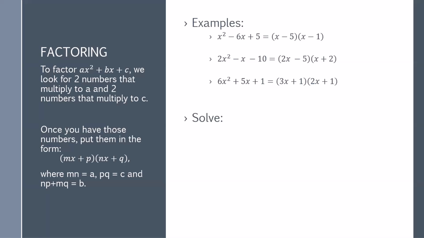And we can use factoring to help solve equations. If an equation factors and that product is equal to 0, then one of the factors has to be equal to 0. So for example, going back to x squared minus 6x plus 5, if that's equal to 0, then we know that x minus 5 times x minus 1 has to equal 0. Well, if x minus 5 equals 0, then x has to be 5. If x minus 1 equals 0, then x has to be 1.